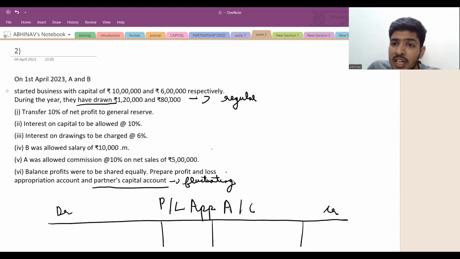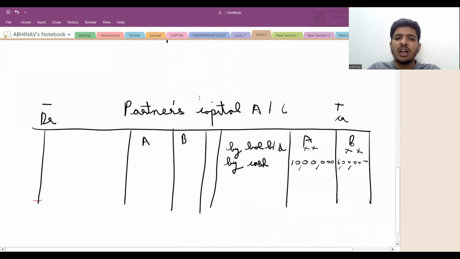I already explained the classification between regular and permanent. I hope you revised because now it will be easy. Even if you didn't revise, it's fine, but revision is always good. So during the year, they have drawn. Always assume it's regular drawings. And even if it was permanent, like I told you before, under fluctuating capital method, it will come here only.